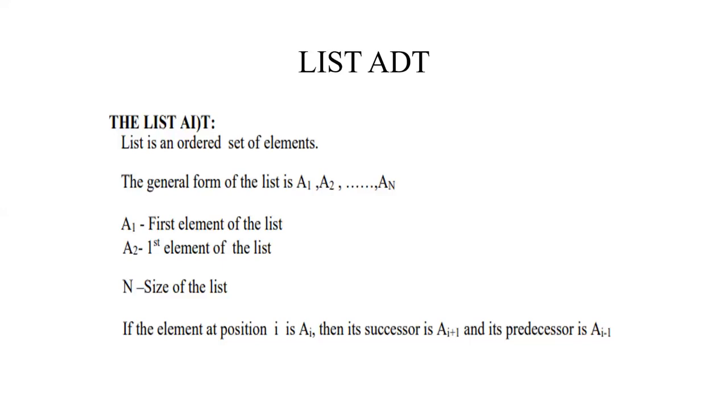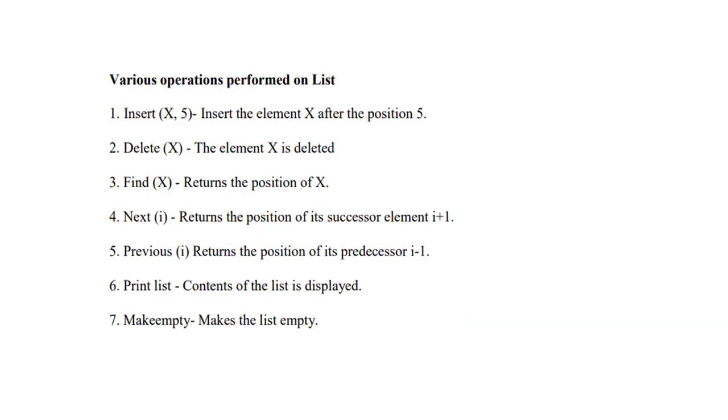If the element at position I is AI, then its successor is going to be A of I plus 1 and its predecessor is A of I minus 1. The various operations which can be performed on the list are insert. So insert x comma 5. So we will be able to insert the element x after the position 5. Delete x. The element x is going to be deleted. Find x returns the position of the x.